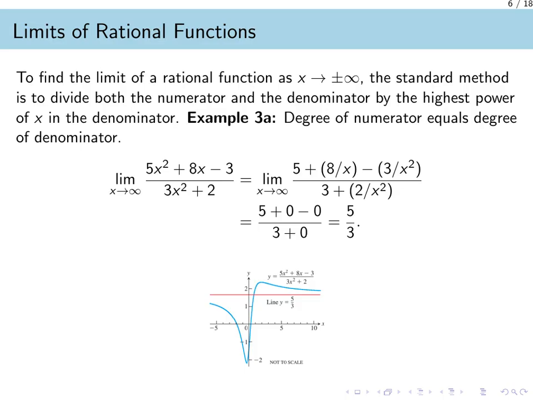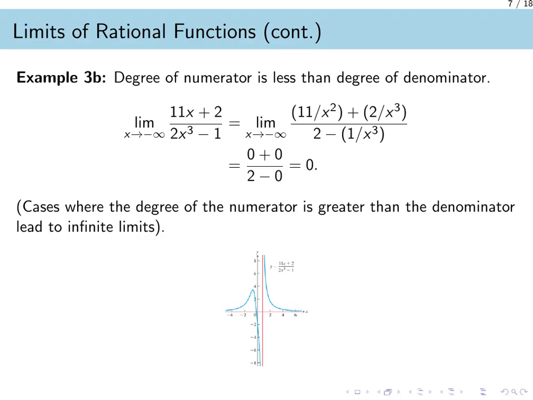This transforms our expression into the fraction with numerator 5 plus 8 over x minus 3 over x squared, and denominator 3 plus 2 over x squared. As x approaches infinity, all the terms with x in their denominator go to 0. This leaves us with just 5 plus 0 minus 0, all over 3 plus 0, which equals 5/3. So when the degrees are equal, the limit is the ratio of the leading coefficients.